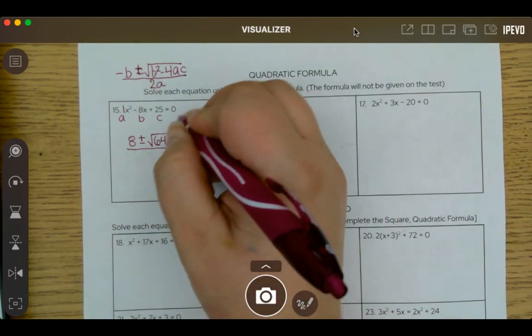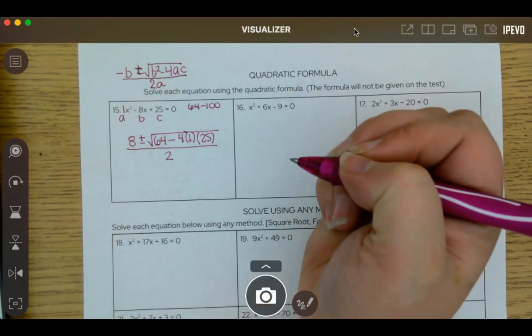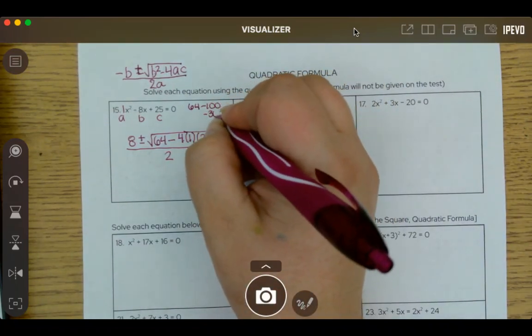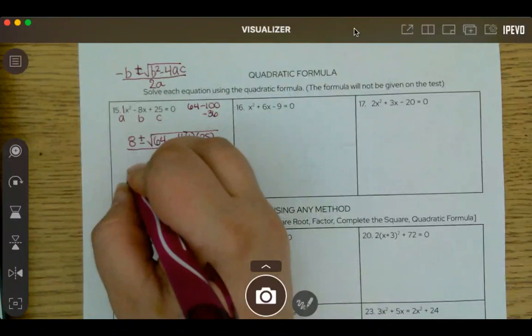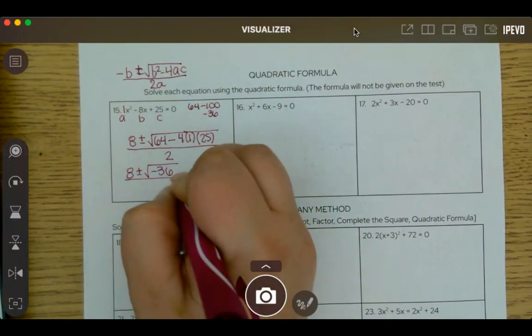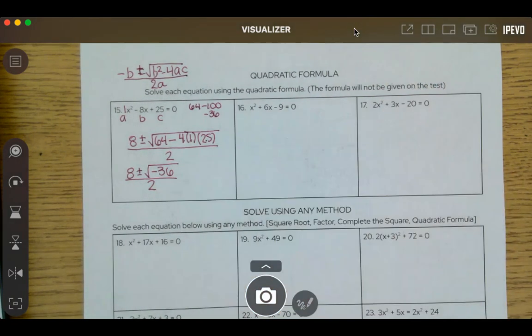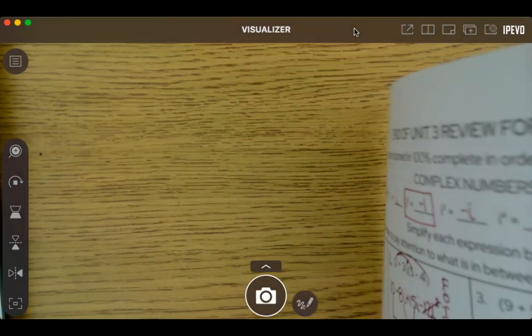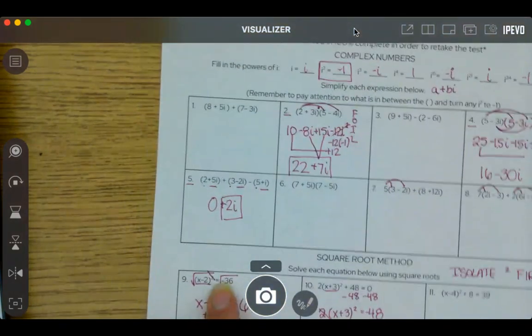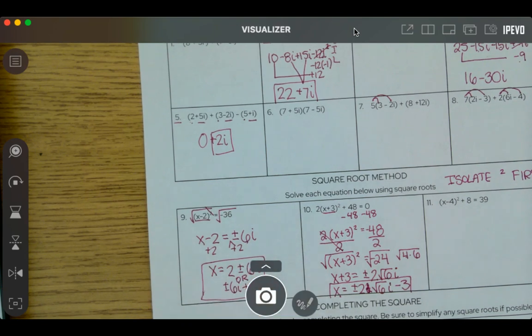So we really have 64 minus 100 underneath our square root, which is negative 36. So we have 8 plus or minus the square root of negative 36 over 2. And the square root of negative 36 is, I think we did it on this side, plus or minus 6i. Because the square root of 36 is 6, and anytime you do the square root of a negative, you have to put the i with it.